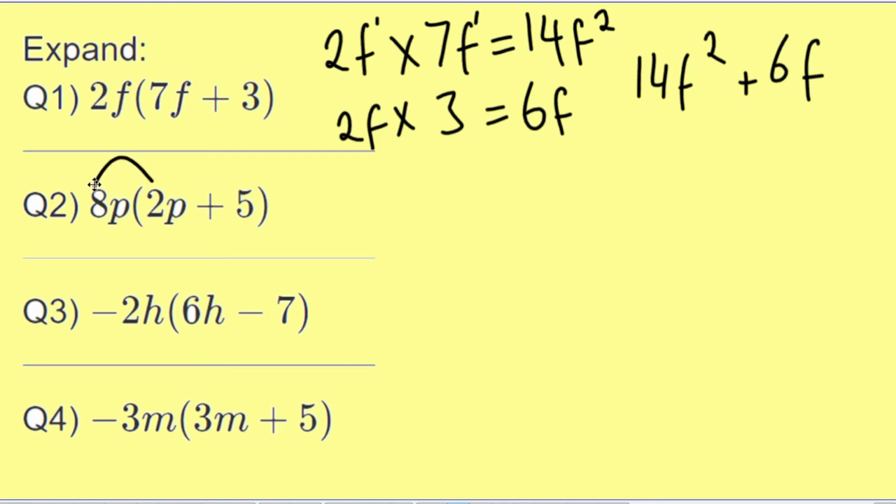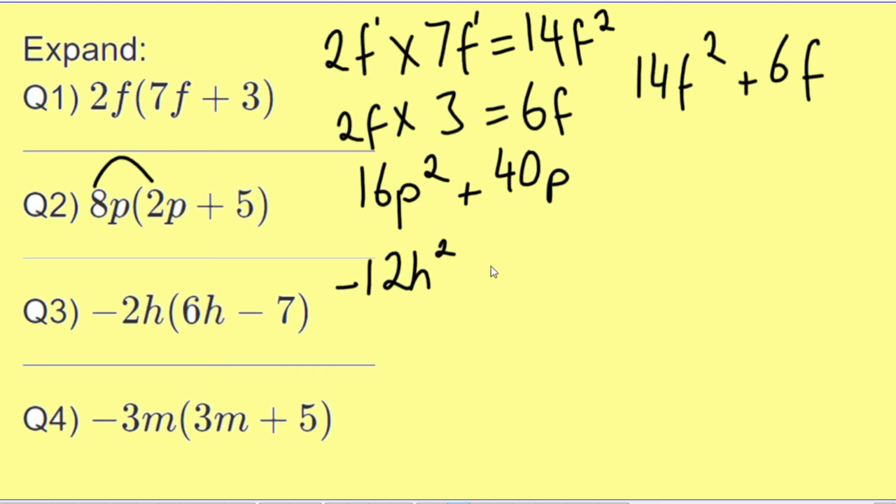So 8p times 2p, 2 8s is 16. P times p is p squared. 8p times 5, 8 5s are 40. So 40p. This one, so we've got negative 2 multiplied by 6, which is going to give us negative 12. And h times h is h squared. Negative 2, or negative 2h multiplied by negative 7.